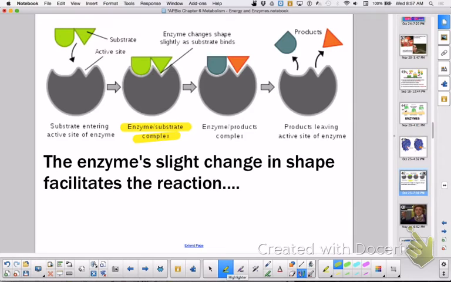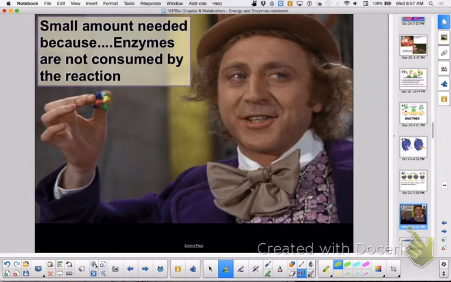So in that temporary binding where it might change its shape just for a little bit, that's called the enzyme substrate complex when it's all hooked together. The enzyme substrate, and then they're put together, complex. And you only need a little bit of enzyme because it can be reused again and again and again and again. What do you think he's holding there?